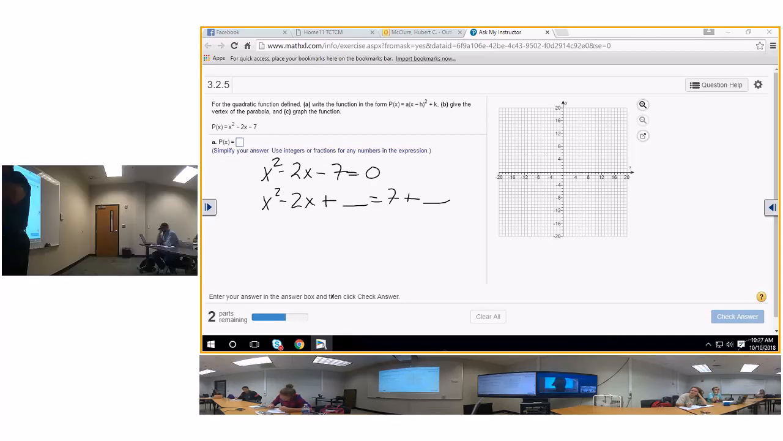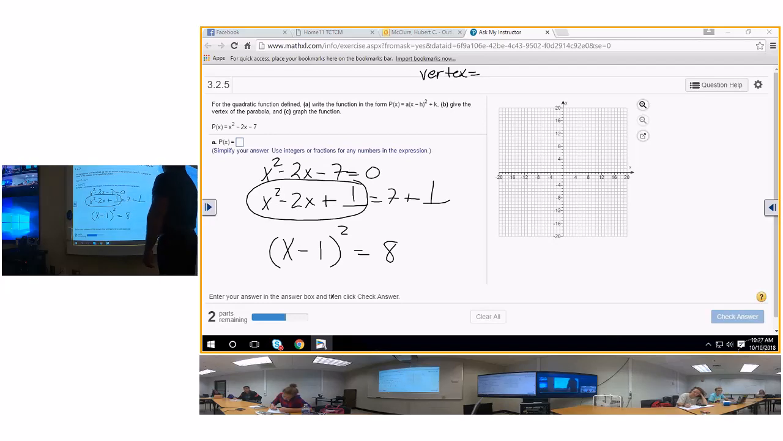Okay, get your calculators out. 2 divided by 2 is 1. 1 squared is 1. And now you've got shortcut number 2. X minus 1, quantity squared, is equal to 8. Now you have the vertex. The vertex is positive 1, comma, negative 8.